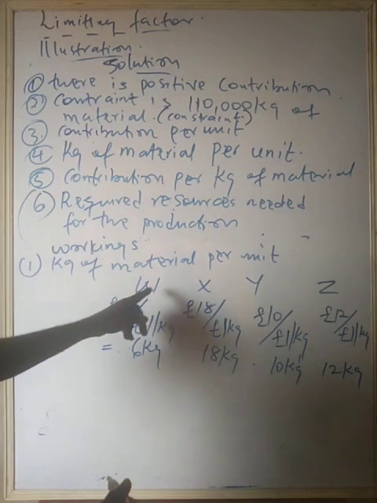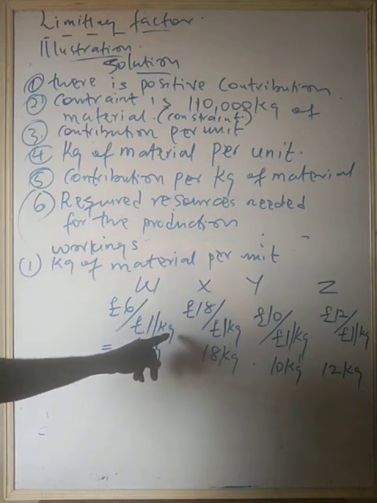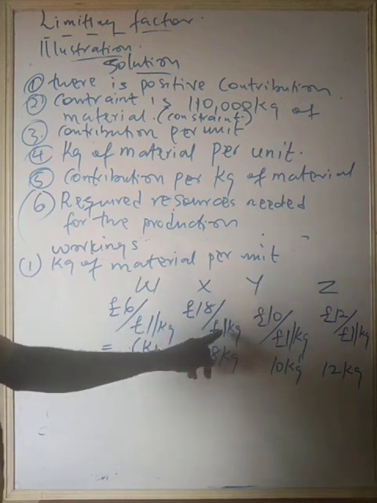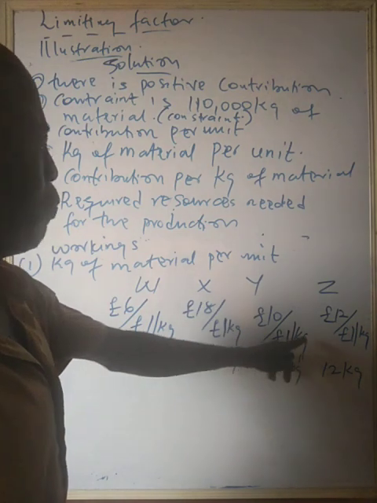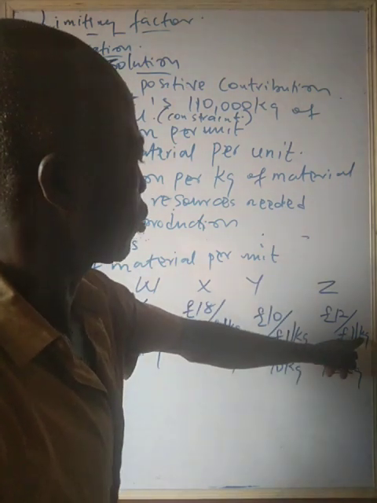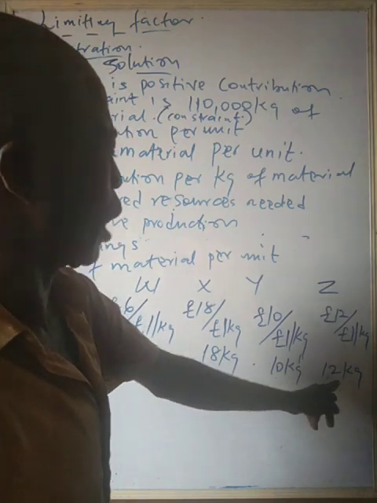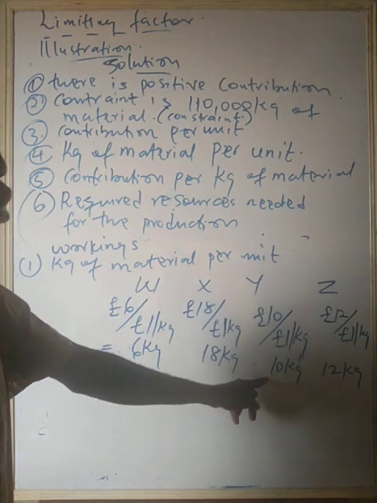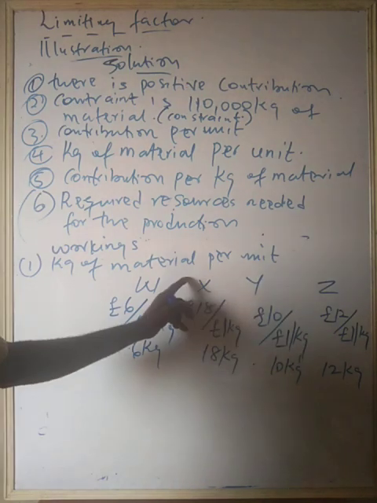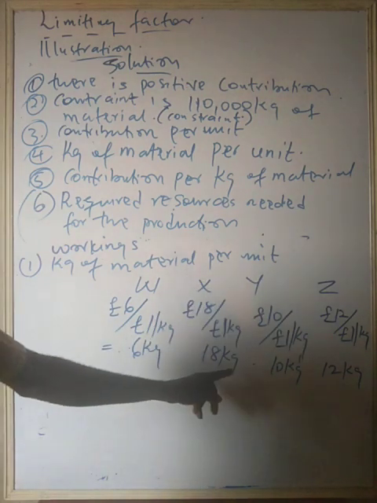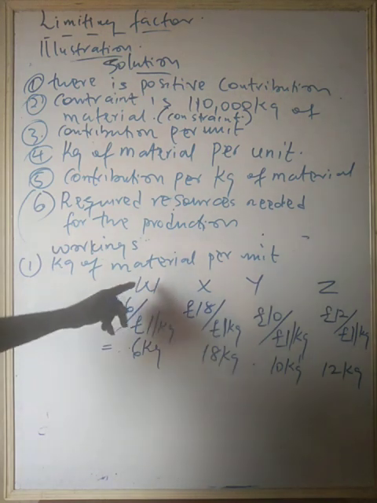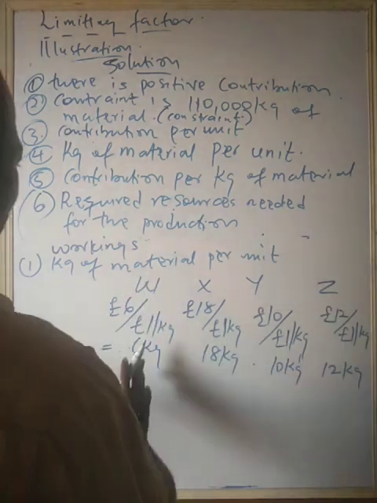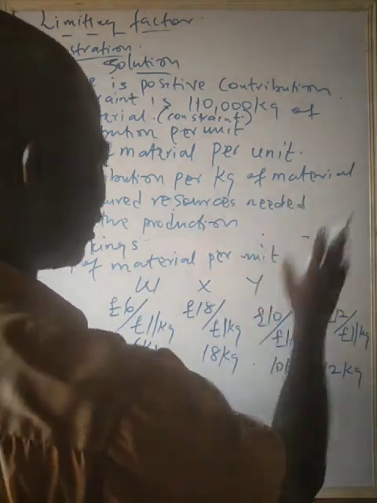Pounds per unit divided by pounds per kg gives kg of material per unit. So use the pounds divided by pounds per kg. How many kg are they going to use for Z? 12 kg. For Y? 10 kg. For X? 18 kg. For W? 6 kg. So we have determined 6 kg, 18 kg, 10 kg, and 12 kg.